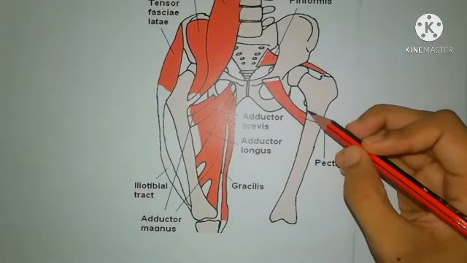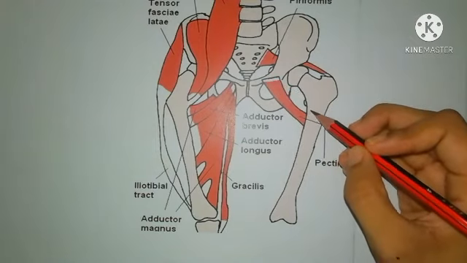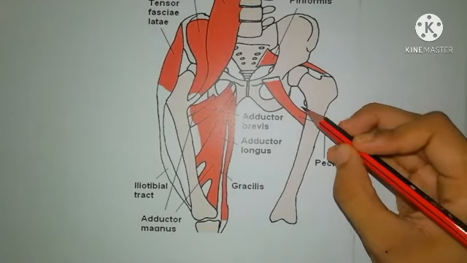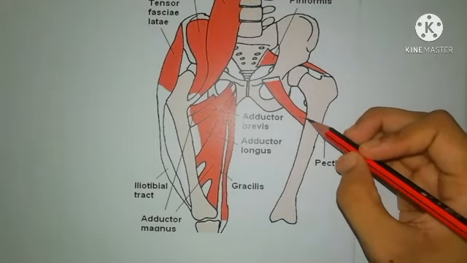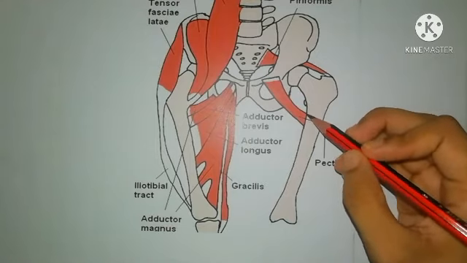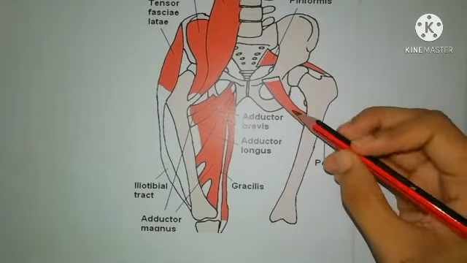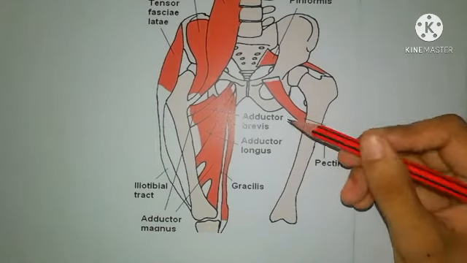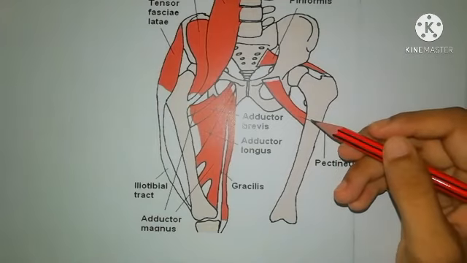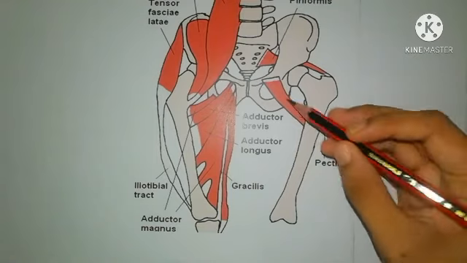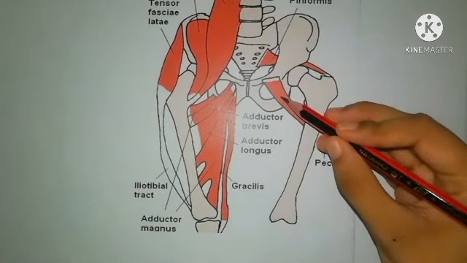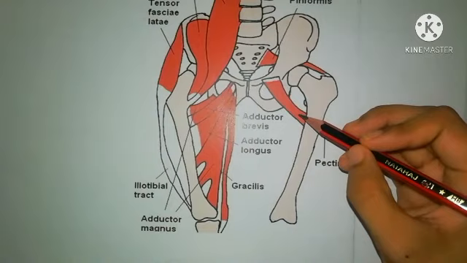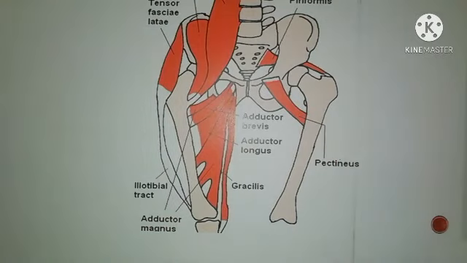Insertion is in the line extending from the lesser trochanter, here is the lesser trochanter, to the linea aspera. Nerve supply is double nerve supply. Anterior fiber is supplied by the femoral nerve and the posterior fiber is supplied by the anterior division of the obturator nerve. The action of this muscle is flexion of the thigh and adduction of the thigh.